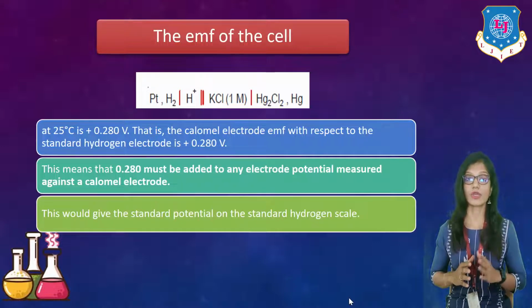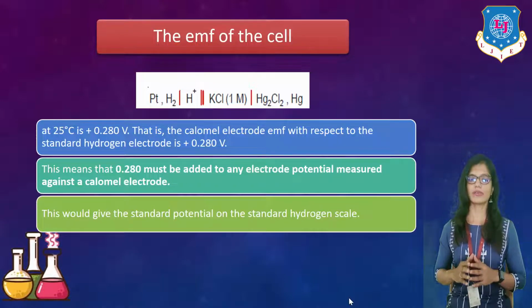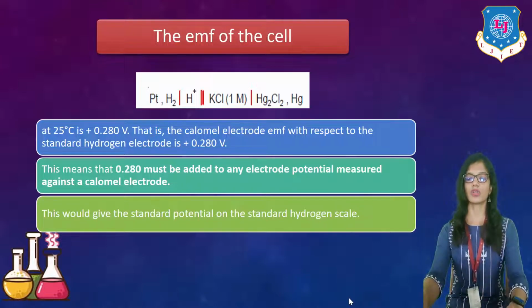So this means that 0.280 must be added to any electrode potential measured against a calomel electrode, and this would give the standard potential on the standard hydrogen cell.